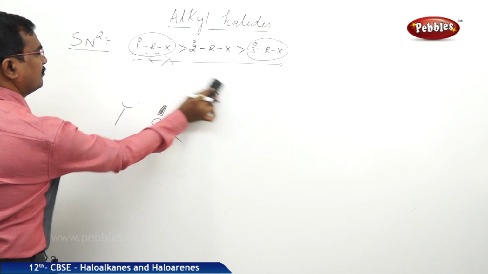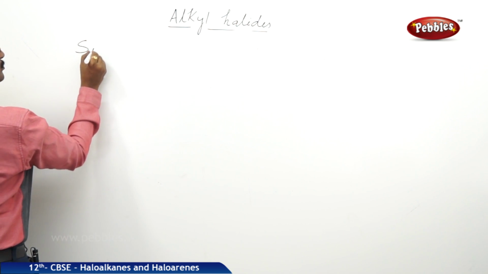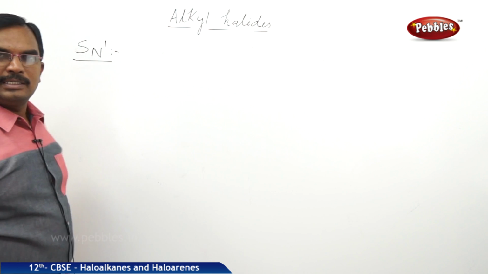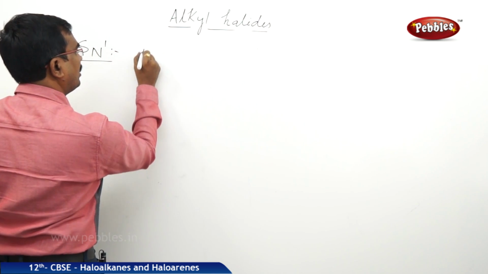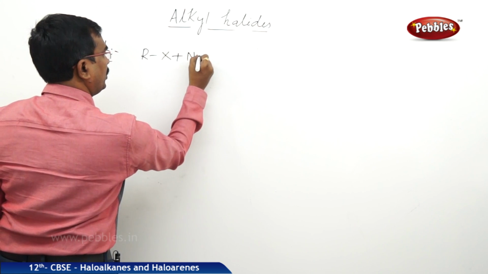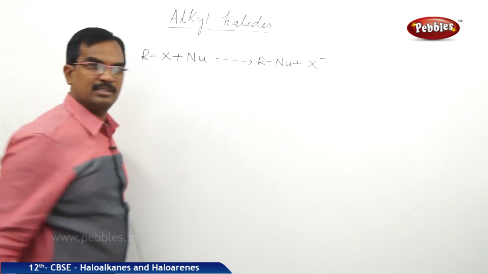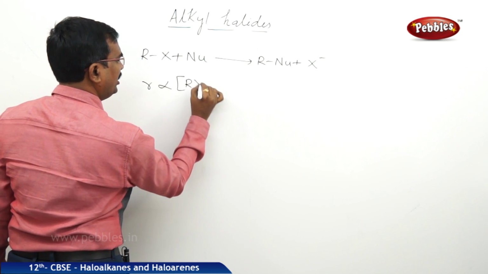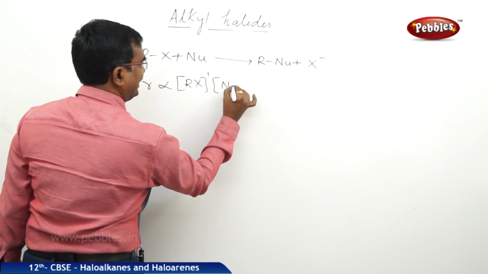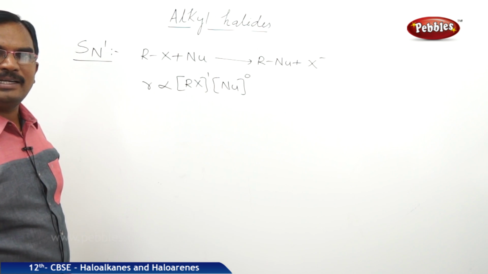Now let us take SN1 mechanism. As I told you, this is nothing but substitution nucleophilic unimolecular. So here if I take the reaction as the alkyl halide with nucleophile, we will get the product as RNu with X minus. If we observe the rate of the reaction, the rate is proportional to only the concentration of alkyl halide, but it is independent of concentration of the nucleophile in the RDS, rate determining step.